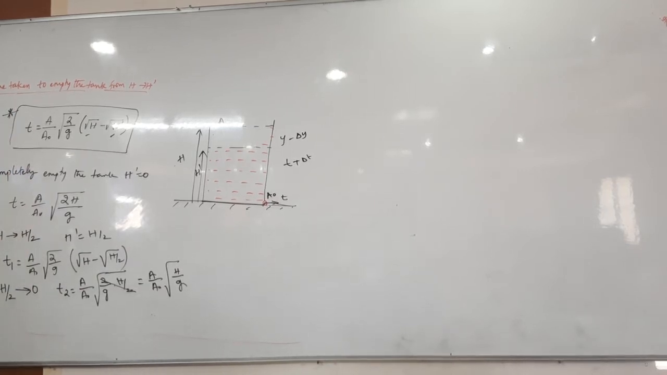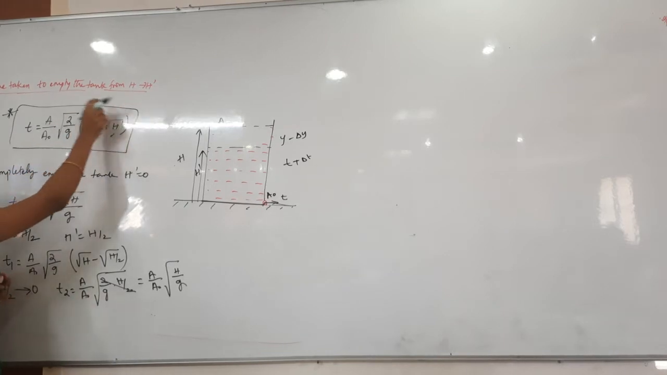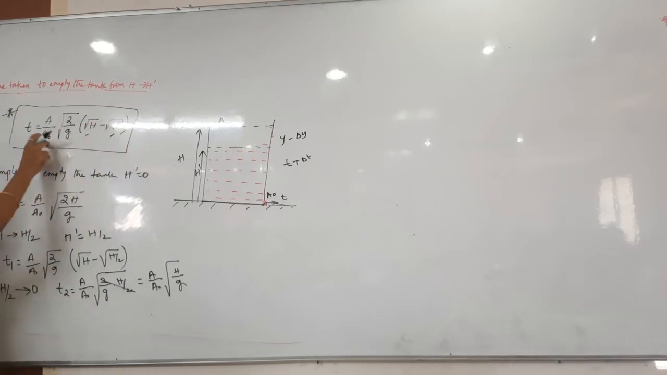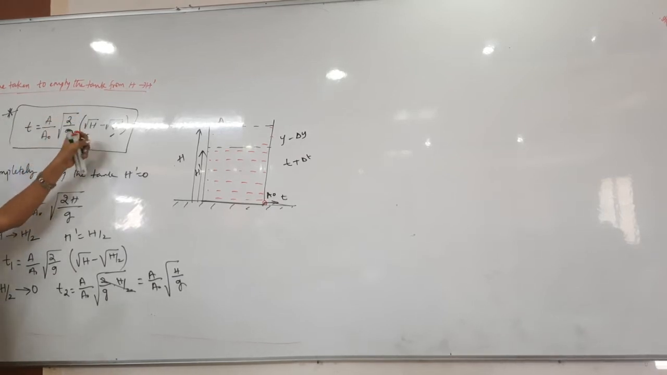So first one is to reduce the water from h to h dash. The time taken T is equal to the ratio of the areas. Our general formula is root 2h by g. So for that you have to take the ratio of the areas, that is tank area divided by the hole area, into root 2 by g. Inside of h we take root of h minus h dash, the difference of the initial height and the final height only you have to consider.